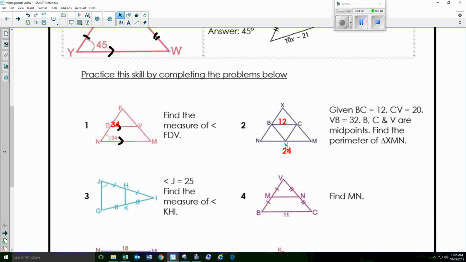Put it underneath the V. If I put it over here, you might think this is 24. If I put it over here, you might think VM is 24. So you put it right underneath the middle. That means the whole length is 24.